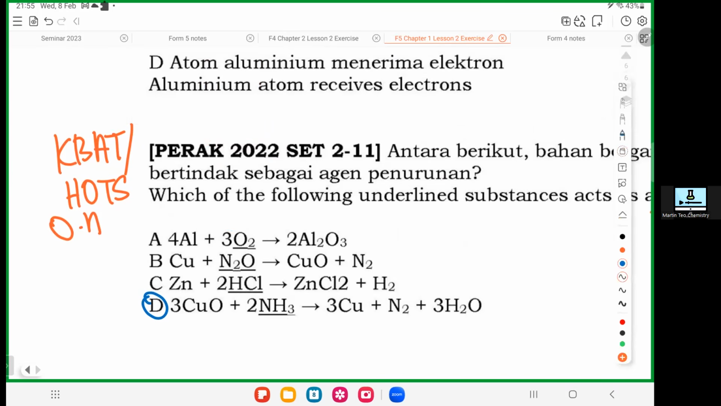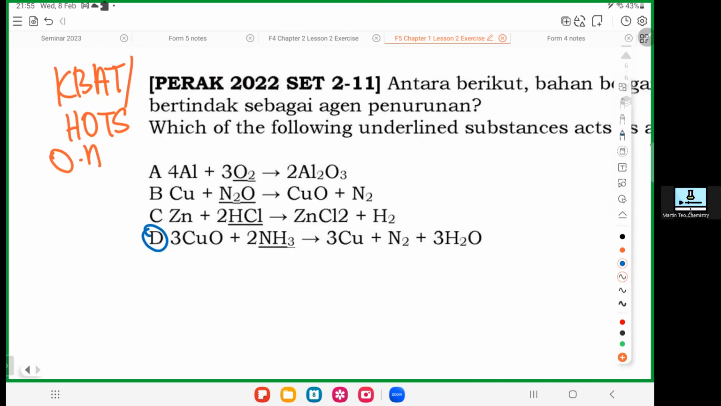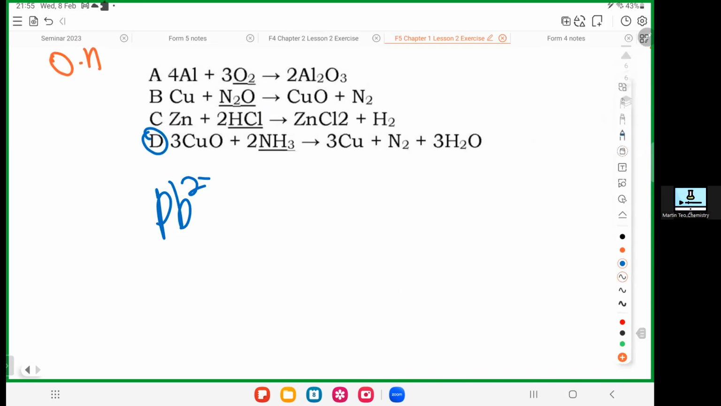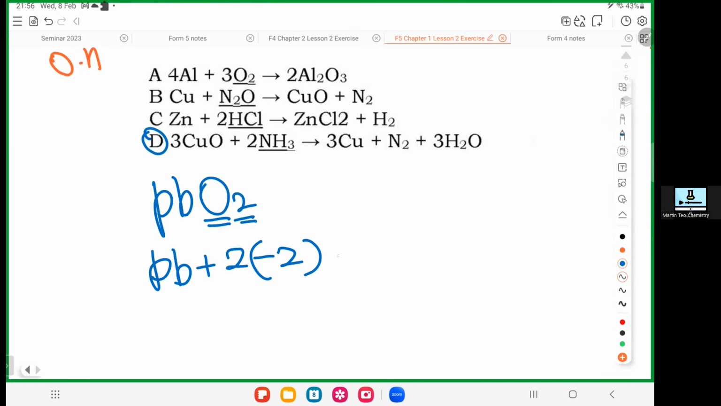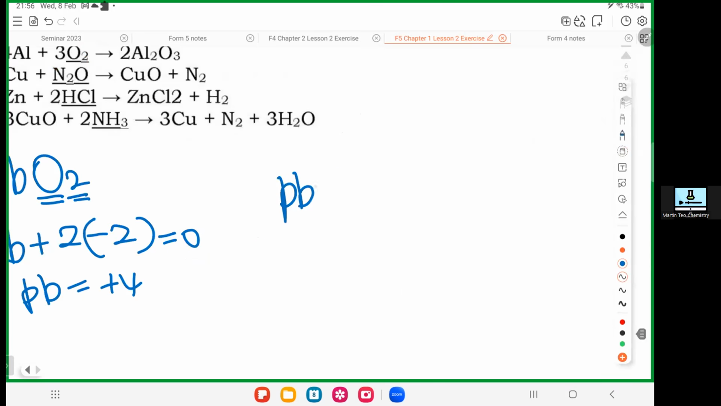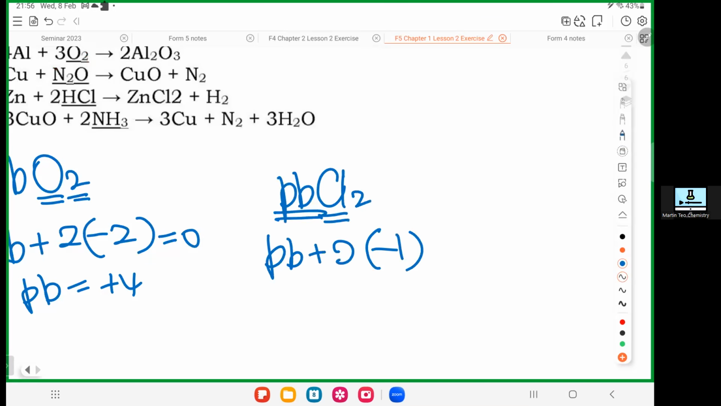Again, a question. Duncan asks, oxidation number for Pb can be +2 or +4. Yes. Most of the time Pb is +2. But if you're not sure, just calculate like this. PbO2: if you're not sure Pb is +2 or +4, just calculate. Pb, then the oxygen is -2 times 2, equal to 0. Pb is +4. If it is PbCl2, the Cl here is -1 times 2, equal to 0. So Pb is +2.